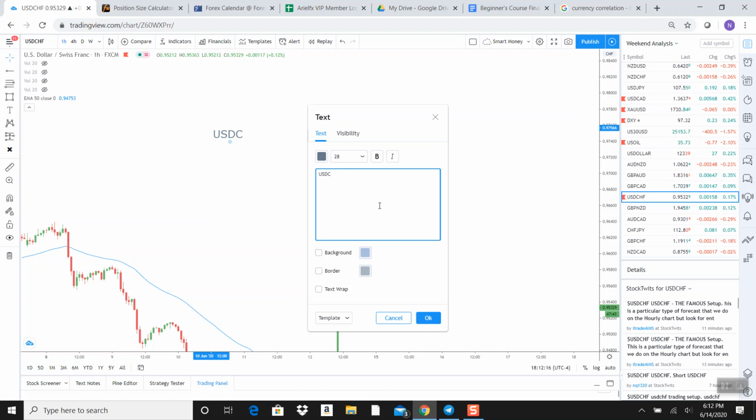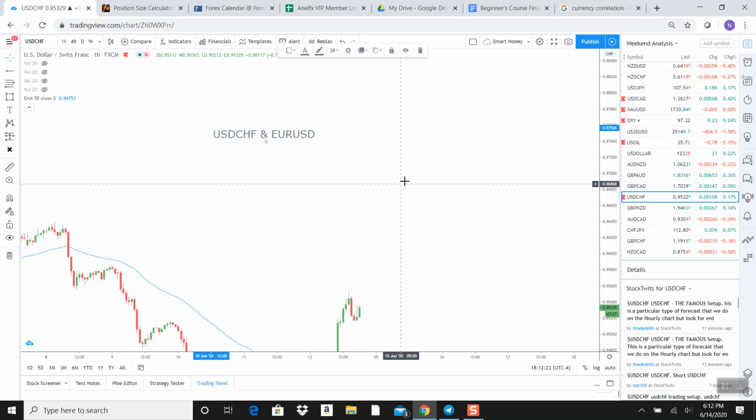USD Swiss franc and Euro USD. You can see they're both USD based pairs. So why would they have an inverse correlation? Well, it just has to do with the pair that they're pairing against. So USD comes first here, USD comes last here.